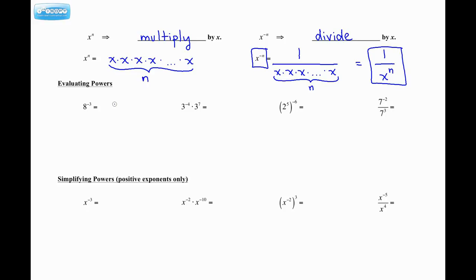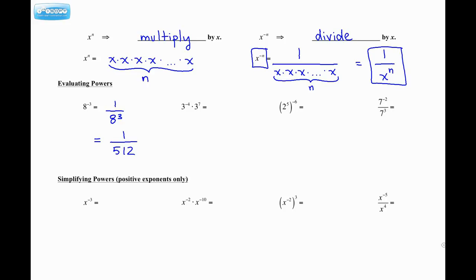So this is 1 over 8 to the positive 3. So this just moves to the denominator, and then the sign goes from negative to positive. 8 cubed, so 8 times 8 times 8, is 512. So 8 to the power of negative 3 is a fraction. It's 1 over 512.